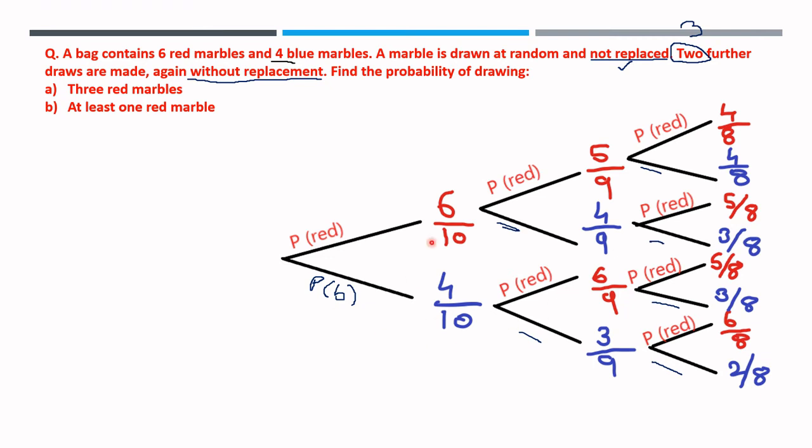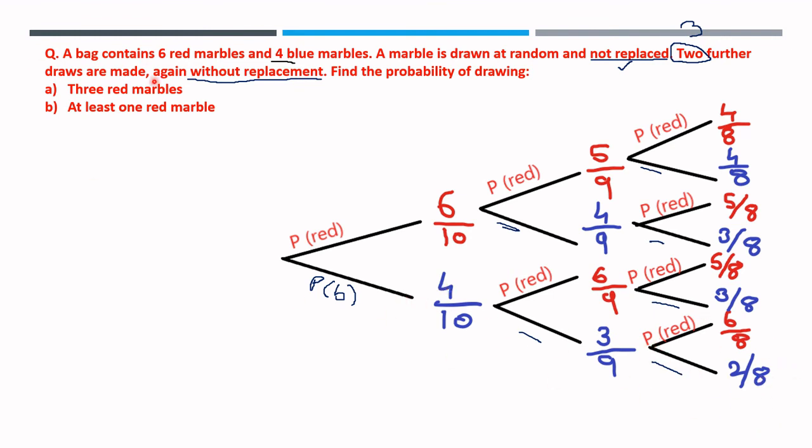Similarly, I have made here a blue marble. Now over here no red marble is selected yet, so 6 out of 9 and 5 out of 8. Over here 3 out of 8. Why? Because your one blue marble is already selected. Here 3 out of 9. Why? Here why 6 out of 8? Because no red marble is selected yet, and here 2 out of 8 because all of them.